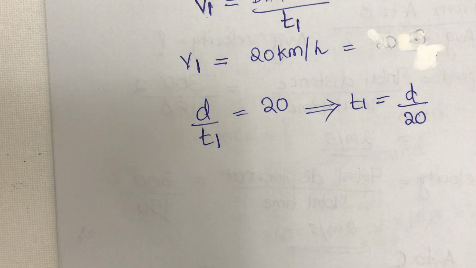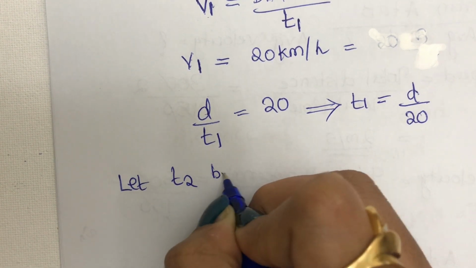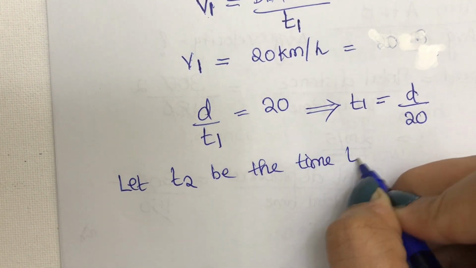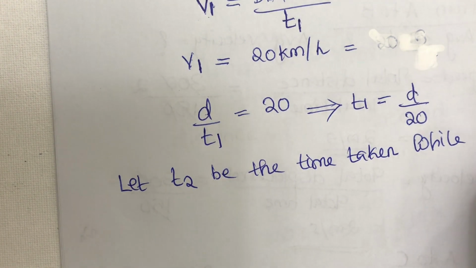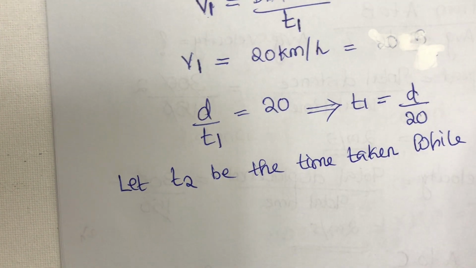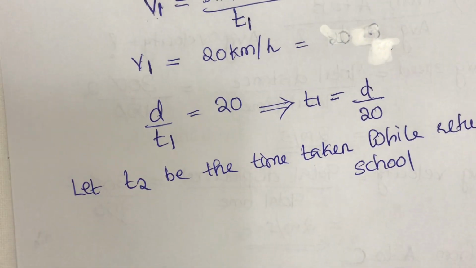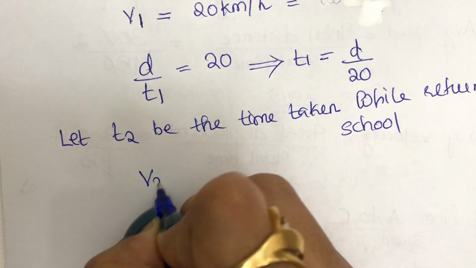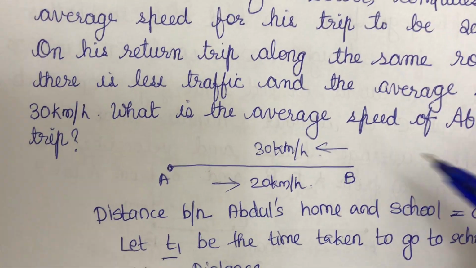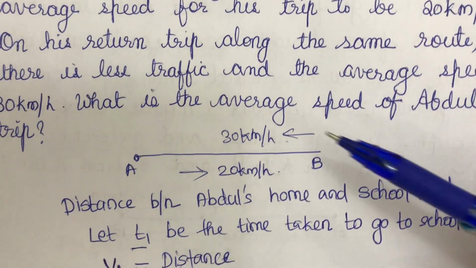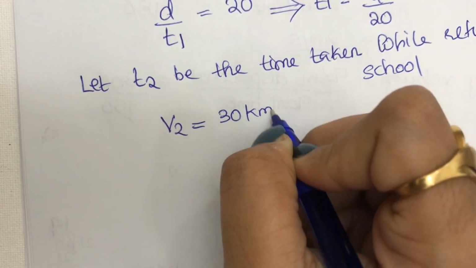And now we have on returning back. Okay, let T2 be the time taken while returning from school. So from B to A he has taken time T2, and now we have V2 given here. It's given, see, due to the less traffic, the average speed is 30 km per hour while returning. So here V2 is 30 km per hour.